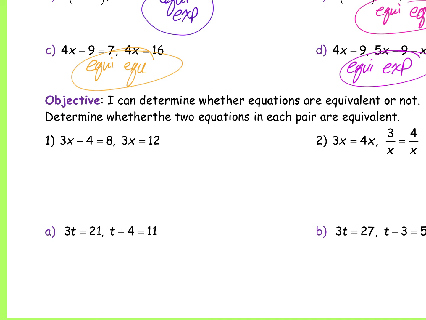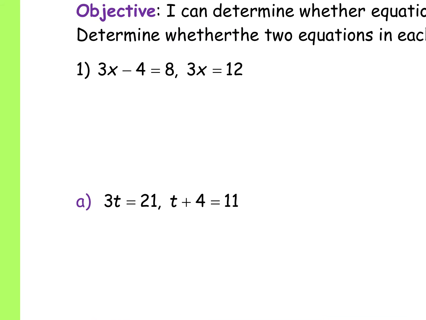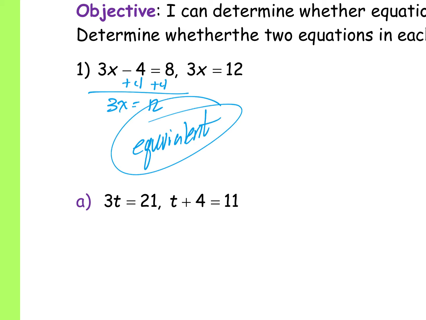That's it. So number one, I'm going to add 4. And I get 3x equals 12. Okay, I can stop. I don't need to solve it. It just wants to know if it's equivalent or not. When I get to a point where they're identically the same, guess what? I can stop. Because it doesn't ask me to solve. It just asks me to tell if they are equivalent or not. So this is equivalent. And I probably totally just spelled that wrong. That's why I teach math. Okay, 3x equals 12 and 3x equals 12 are the same.